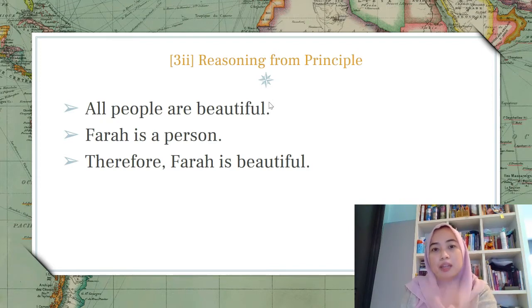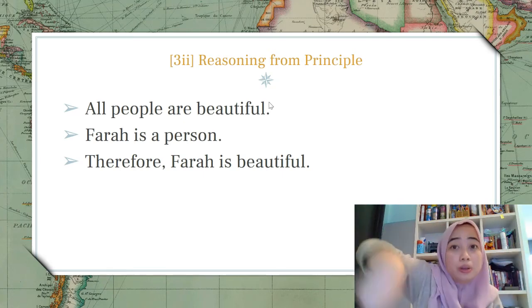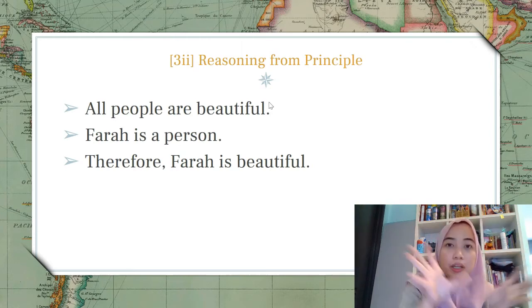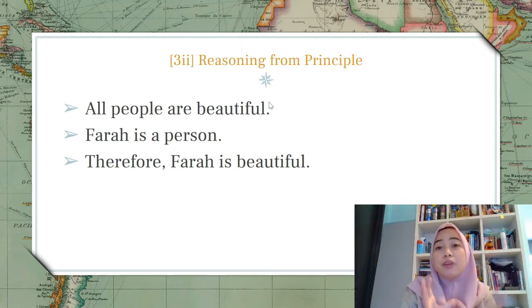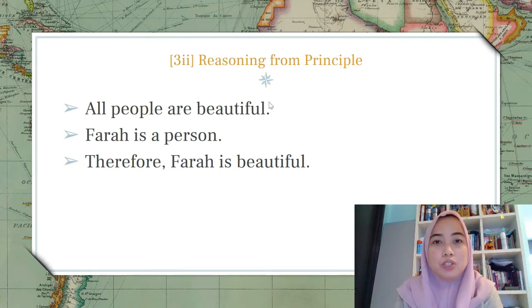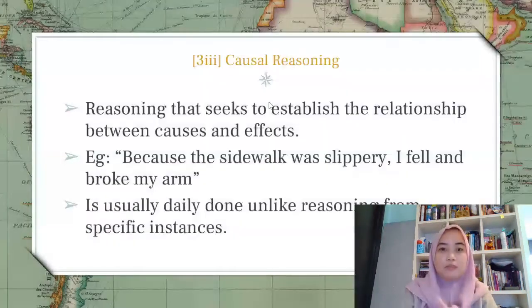Now we understand that person and people are synonyms. It's basically the same thing. So we can say that Farah is beautiful because she is included in the 10 people over there. So this is again the opposite of what we had earlier. The first premise is something very general, and then you go to a very specific conclusion. Okay. Now, next we have causal reasoning.